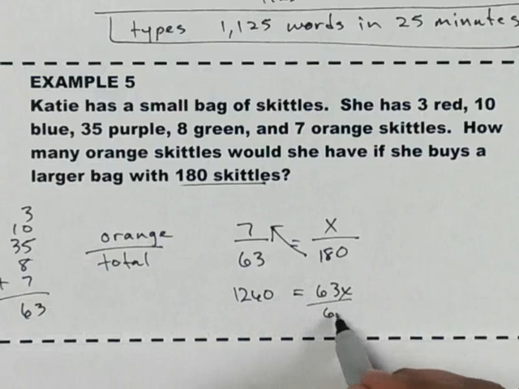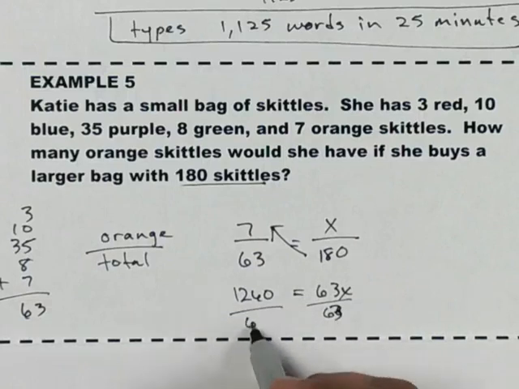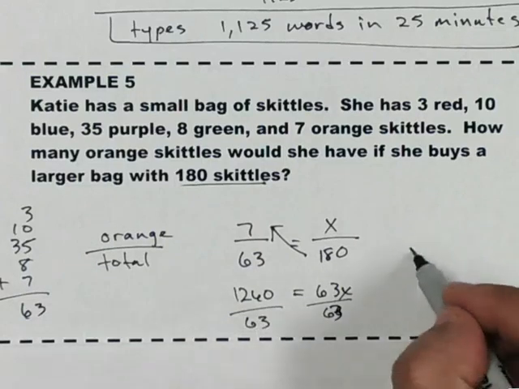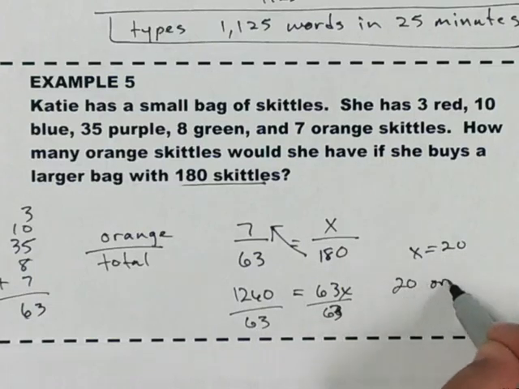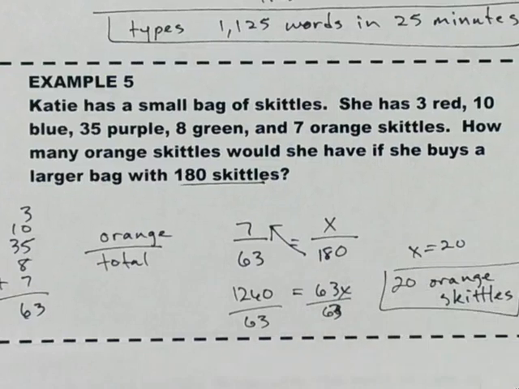If I divide by 63, we get that x is 20. So there would be 20 orange Skittles in a bag of 180 Skittles.